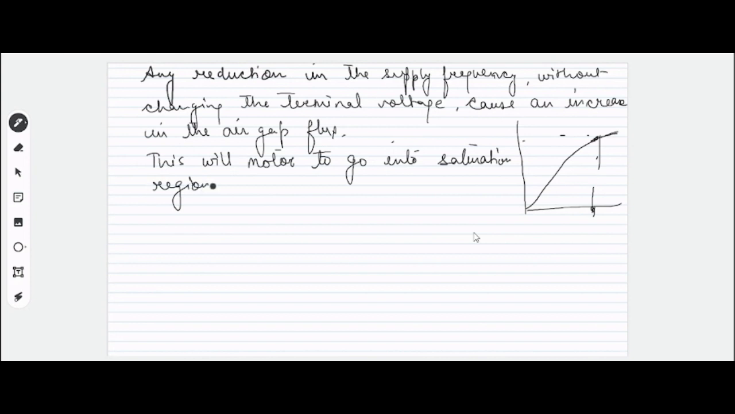Now, because of this saturation, what will happen? This will increase the magnetizing current the motor takes. What else will happen because of this? It will increase the magnetizing current, and it will distort the line current.